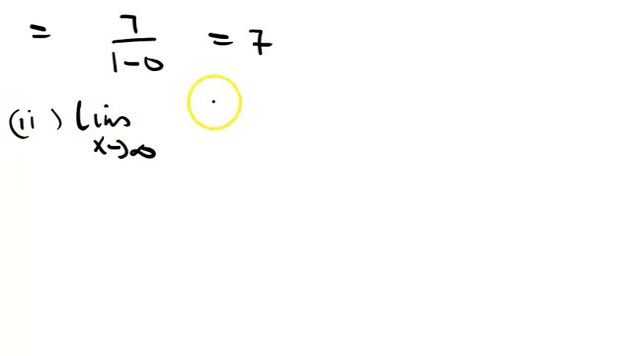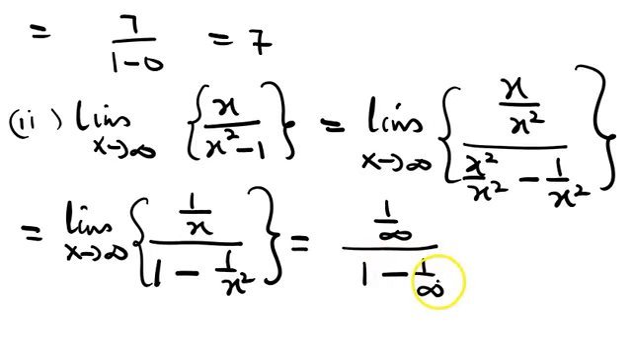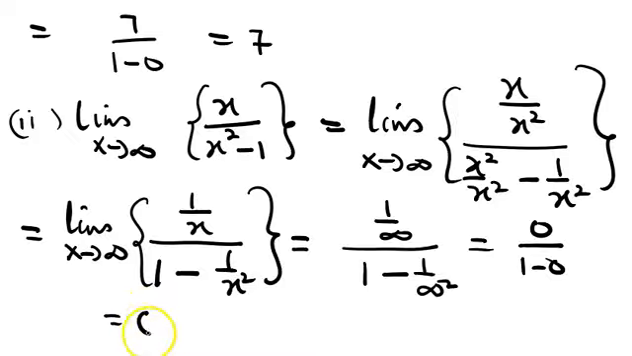So at this point we can begin to substitute. So we have 1 over infinity over 1 minus 1 over infinity squared. Remember, this will give us 0 over 1 minus, this will also give us 0. And 0 over any number is equal to 0.